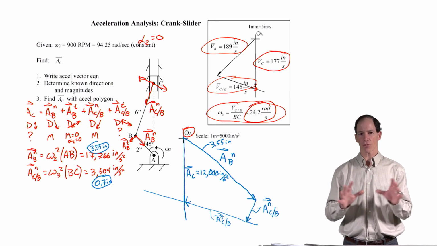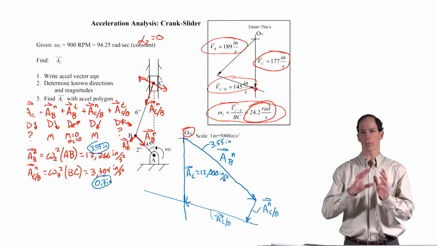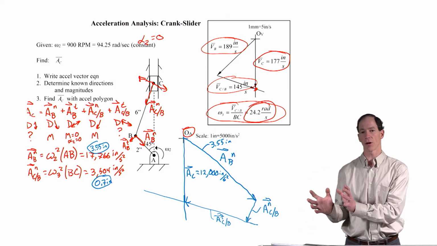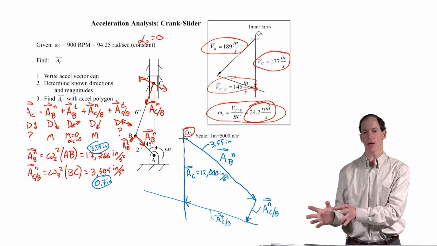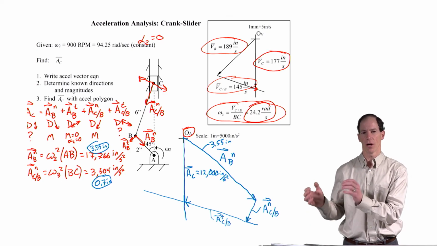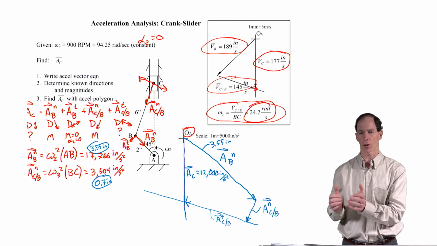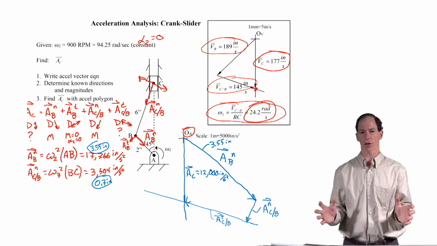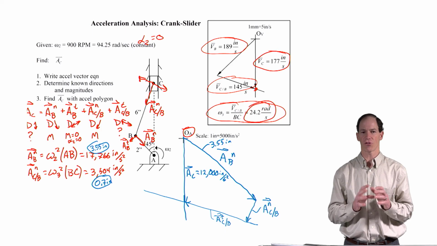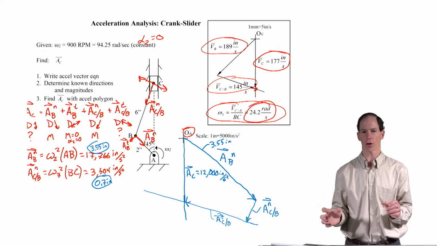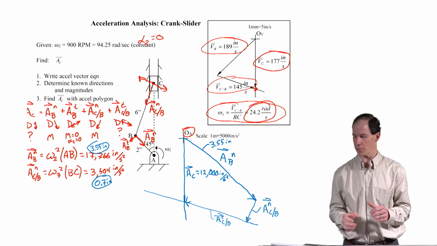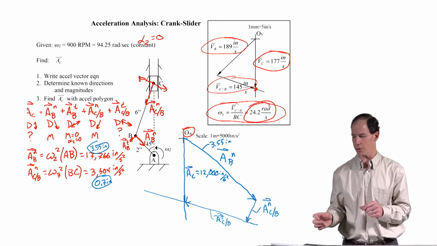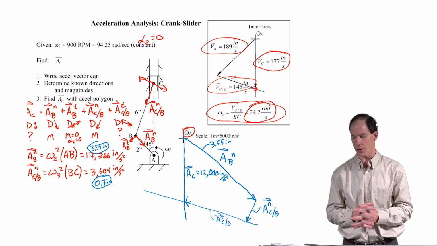So kind of backtracking here and walking through our steps, we had to complete a full velocity analysis. And the reason we need that is because we need the angular velocities of the links that are rotating, because that's important for the centripetal acceleration, the normal component. We then wrote our acceleration equation, and I just jumped straight to having the normal and tangential components. But if you want to take an intermediate step and just say the acceleration of C is equal to the acceleration of B plus C with respect to B, and then break it into the components, that's fine as well.